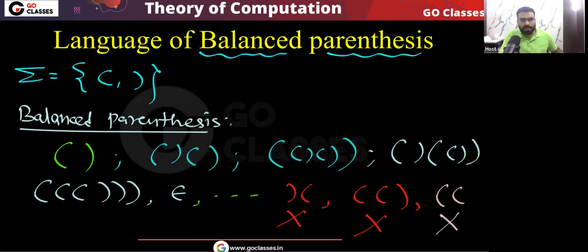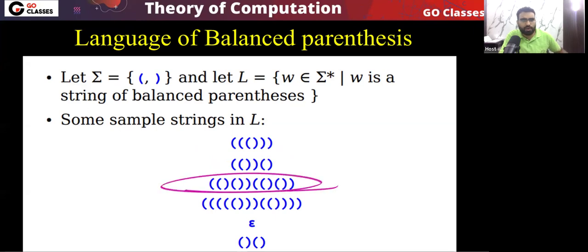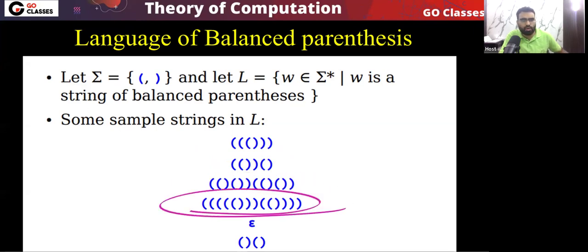I hope you understood. So what is the balanced parenthesis? This language we have already seen. You can see this is balanced parenthesis. Here you can see there are three open brackets, there are three close brackets. For every open bracket there is a close bracket, right? You can easily see this is also balanced parenthesis. For every open bracket there is a close bracket. Here also for every open bracket there is a close bracket. So all these are examples of balanced parenthesis.